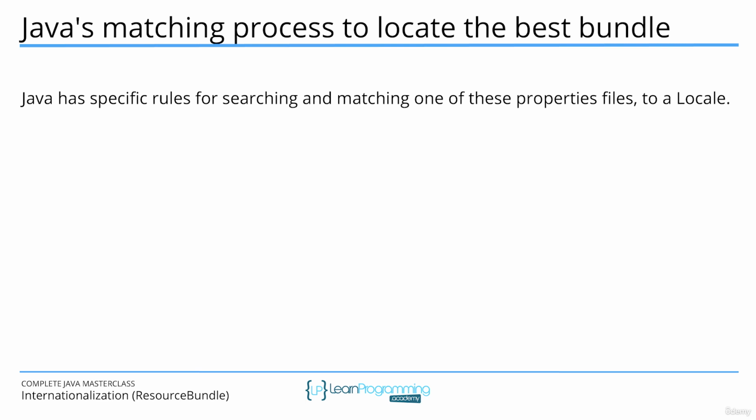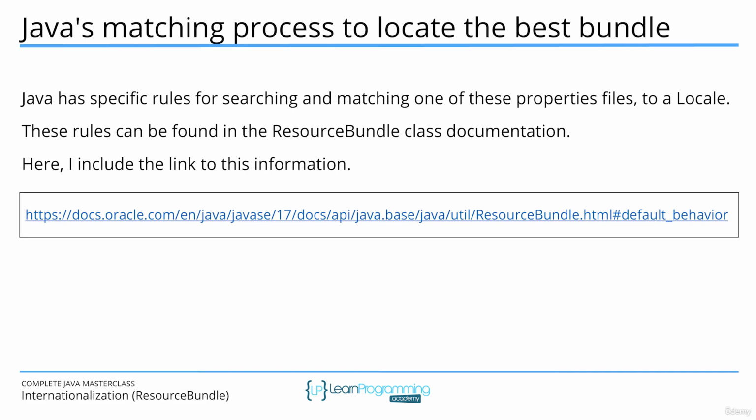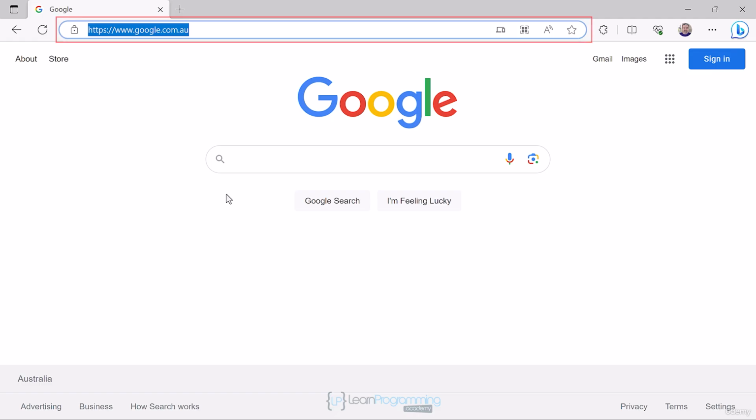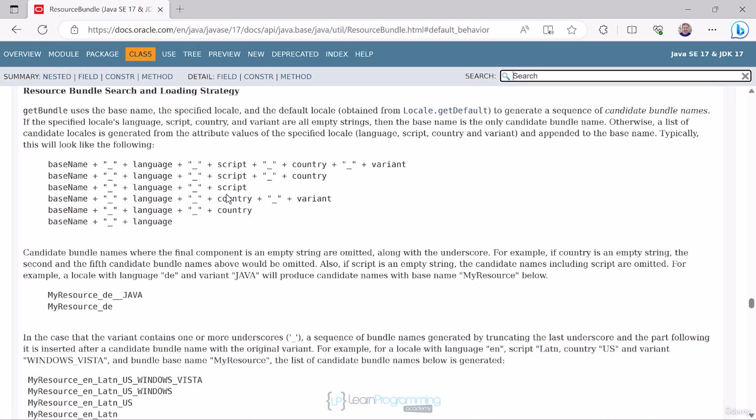Java has specific rules for searching and matching one of these properties files to a locale. These rules can be found in the ResourceBundle class documentation. Here I include the link to this information. Let's take a look at this page in a browser. This takes me directly to the ResourceBundle search and loading strategy.